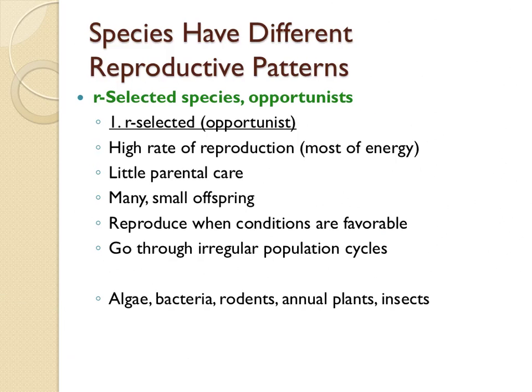Species do have different reproductive patterns. These are very, very important. R-selected versus K-selected species. R-selected species are also known as opportunists. They take opportunity when they can with favorable conditions. So, being opportunistic, they have very high rates of reproduction.